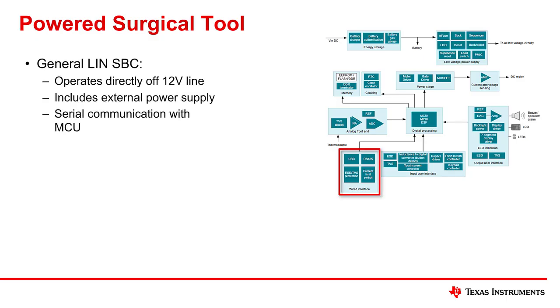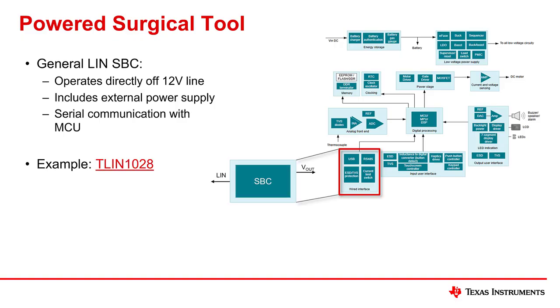Another general-purpose SBC to highlight is the TLIN1028. Devices like the TLIN1028 don't require a separate power supply, can work directly off of a 12-volt battery, and can be used as an external power supply with up to 125 milliamps of output current. While this is applicable to multiple applications, an interesting industrial application is in powered surgical tools for medical interventions.